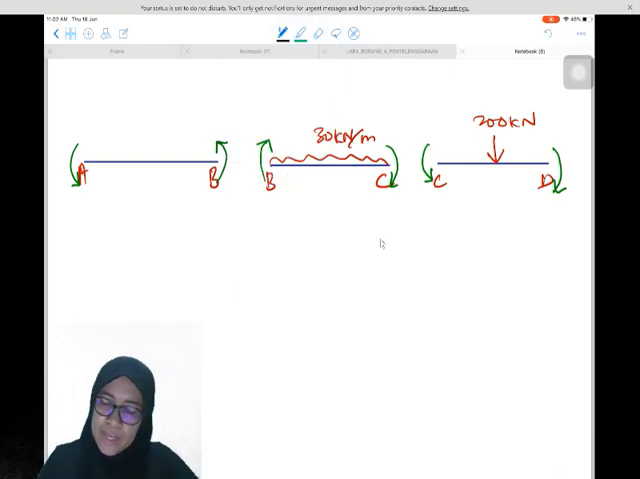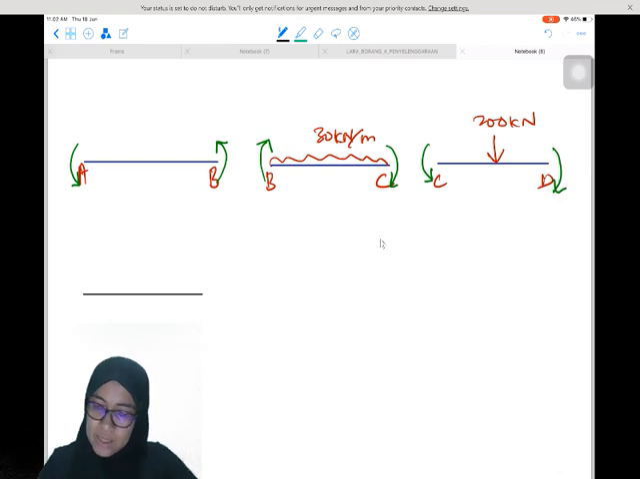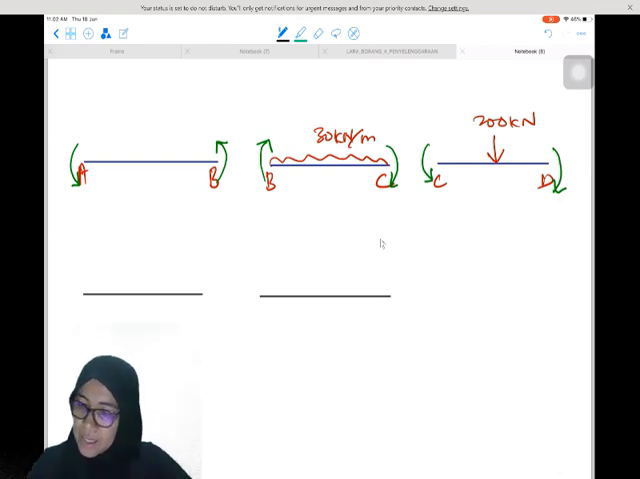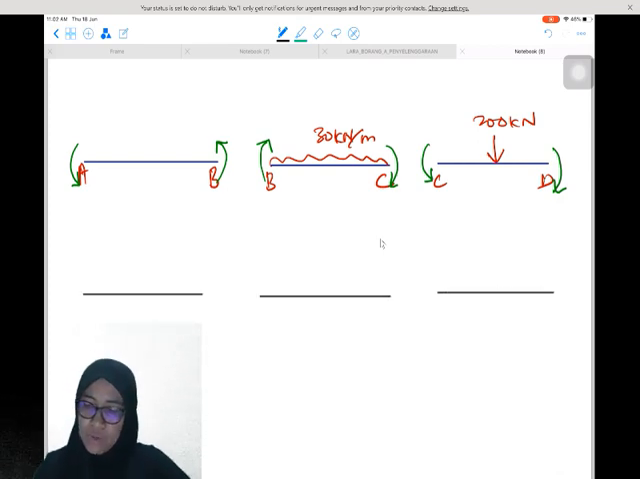Okay, the arrow for AB. So I will draw a different diagram so that you can see it clearly. I will draw AB here. This is AB, this is BC, and this is CD. There are 3 members.